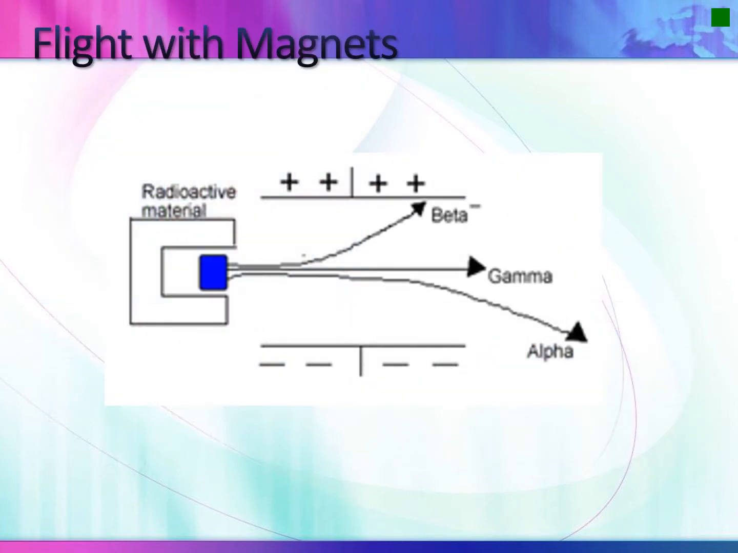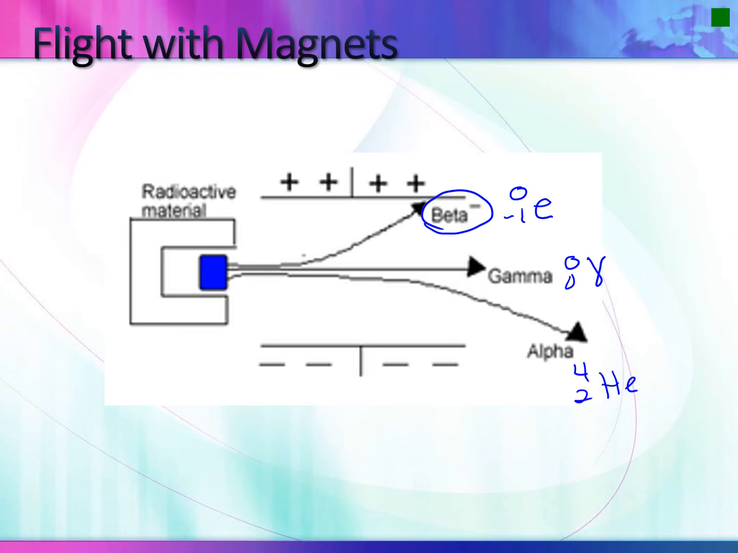All right, flight with magnets, okay? So magnets have charges just like these particles do, right? So beta has a -1, because it's 0 over -1e. Gamma has 0, 0, and then it's that shape. And then an alpha is 4 over 2 He.